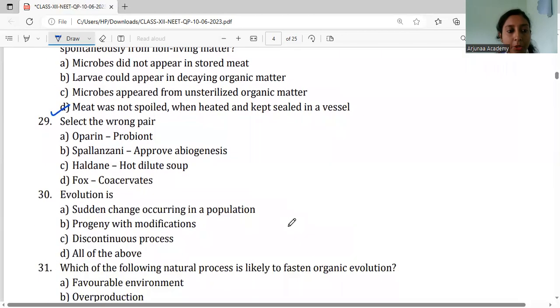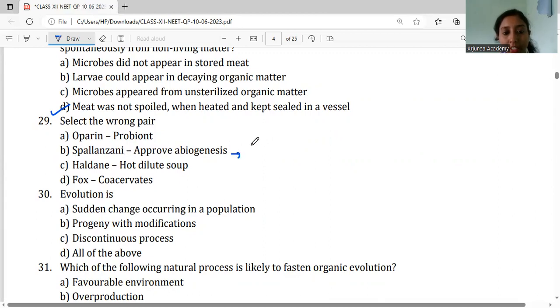Then question number 29: select the wrong pair. Here, if we see Spallanzani, he had actually supported the theory of spontaneous generation.